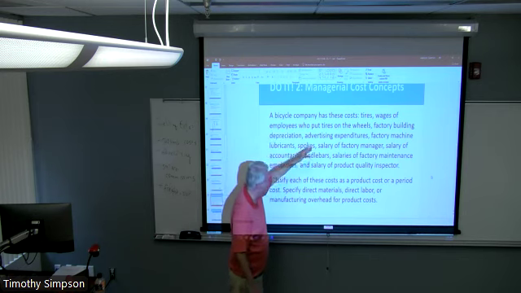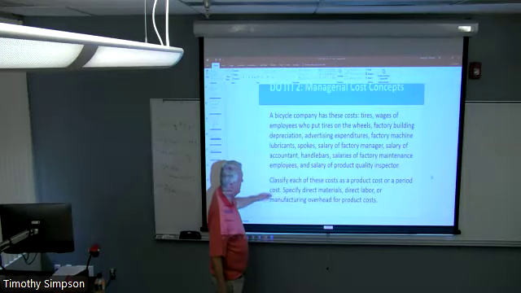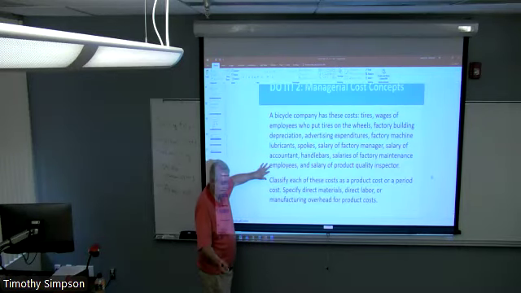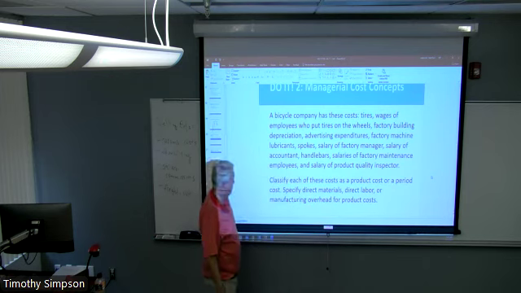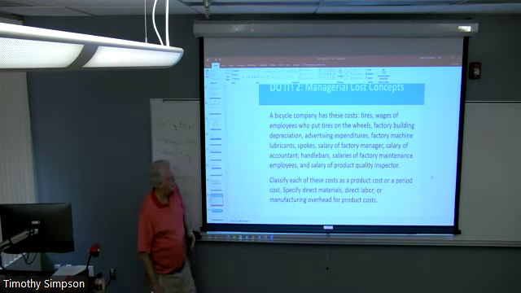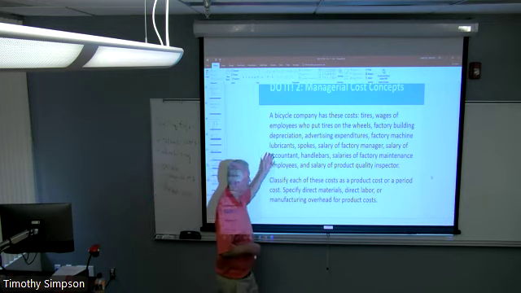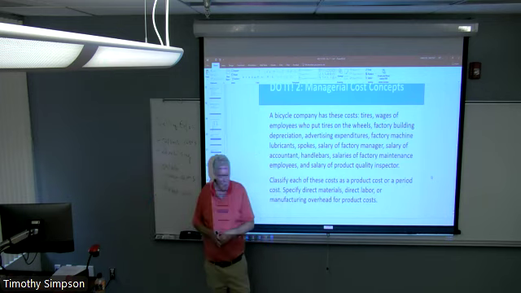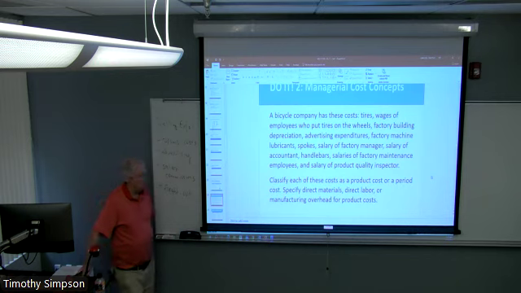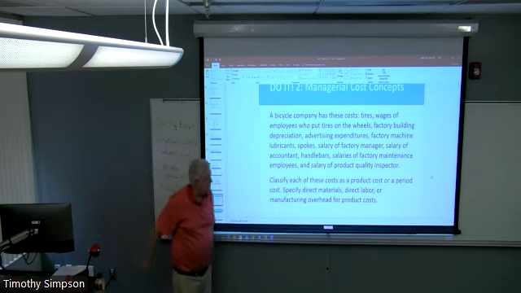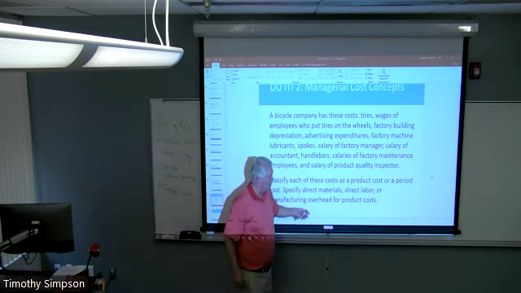Handlebars, direct materials. Salary of factory maintenance employees, overhead. Salary of product quality inspector, overhead, right. So you get the idea. If we can trace it to the product itself, it's going to be direct materials, direct labor, or what we call direct costs. The key differentiating factor between direct and indirect, both within product costs, is whether it's direct and you can trace it, or whether it's indirect because it's hard to trace to that.